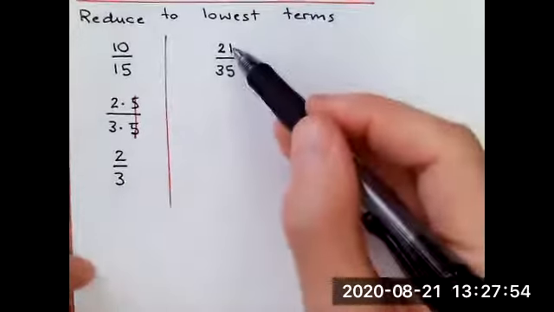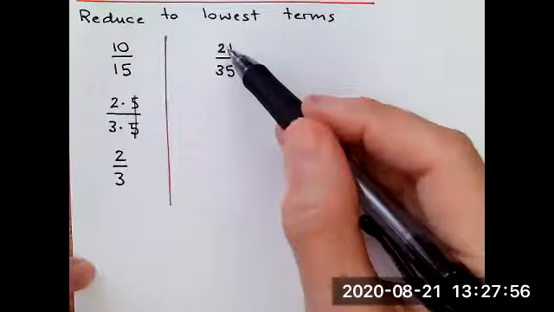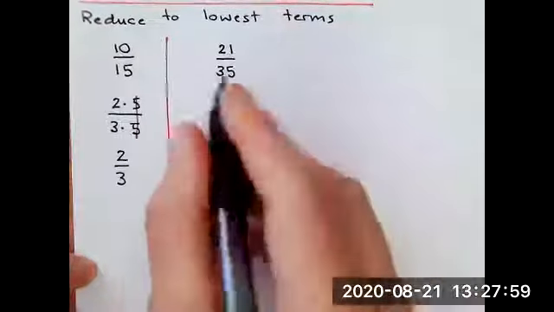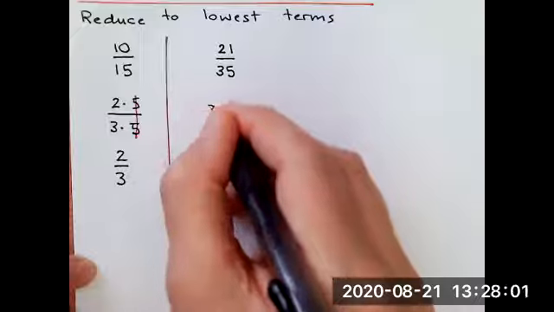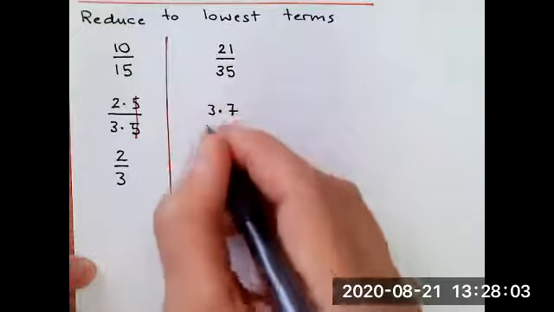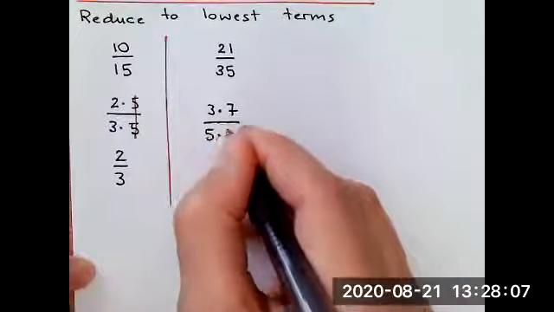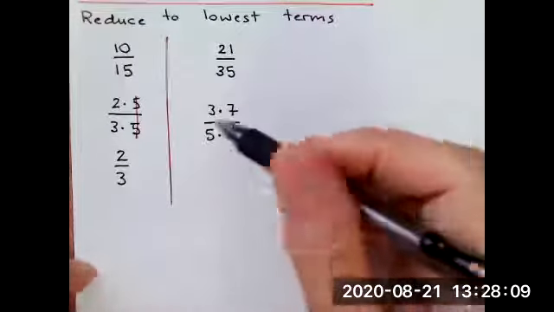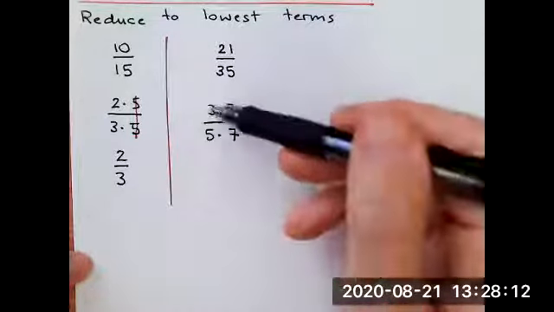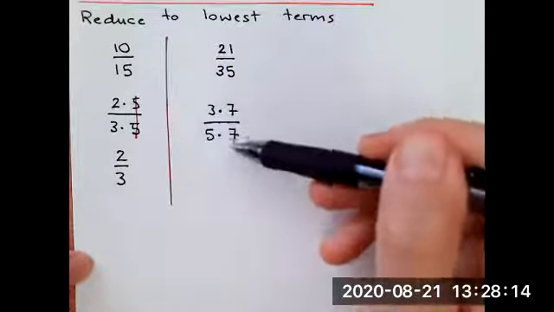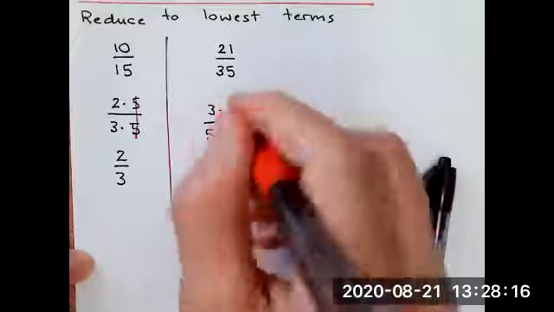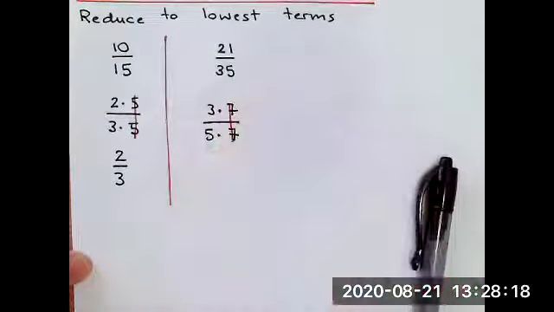Let's reduce 21 over 35. Well, what goes into 21? 3 times 7. What goes into 35? 5 times 7. So this is basically 3/5 times 1, because 7 over 7 is equal to 1.